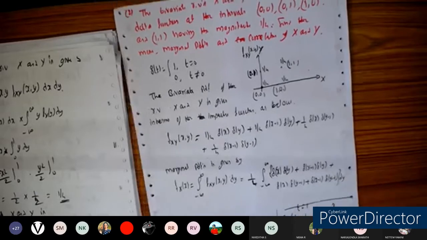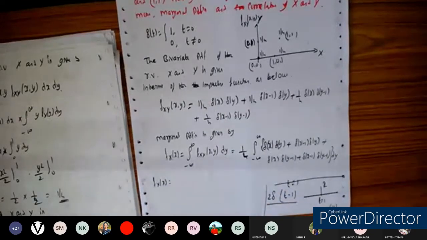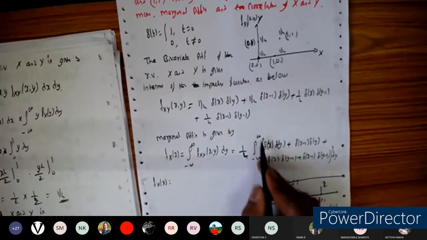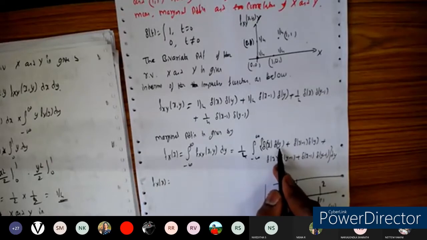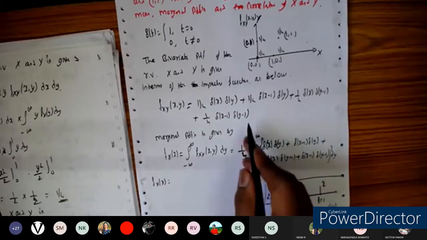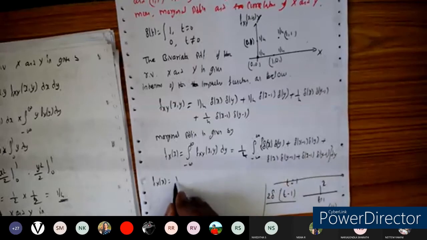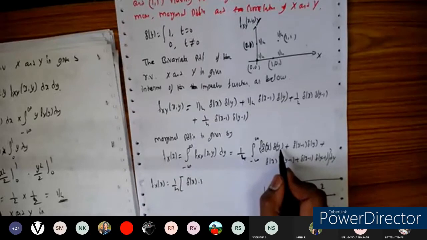We are going to integrate here. So delta of x is constant here. You know the integration from minus infinity to plus infinity with respect to dy. Delta of y is defined only at y equal to 0, so this value will be equal to 1. Even if you integrate, the value will be 1. So this will be equal to delta of x into 1. This is at y equal to 1 here.